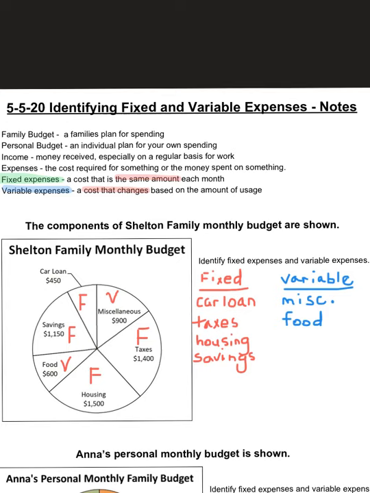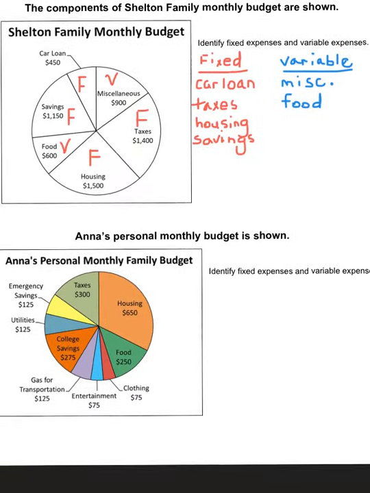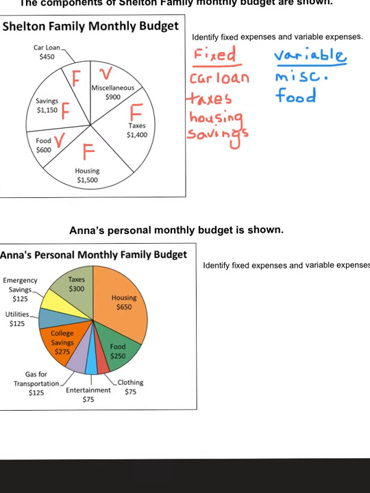Okay, so moving along to the next one, Anna's personal monthly budget. So let's look at Anna's. Again, I'm going to put an F and a V. An F would be fixed. It's going to be the same amount each time. And the V will be a payment that varies, that changes. So let's start with housing. Housing is, again, your rent or maybe your mortgage payment, and that's going to be the same each month. So that would be F.